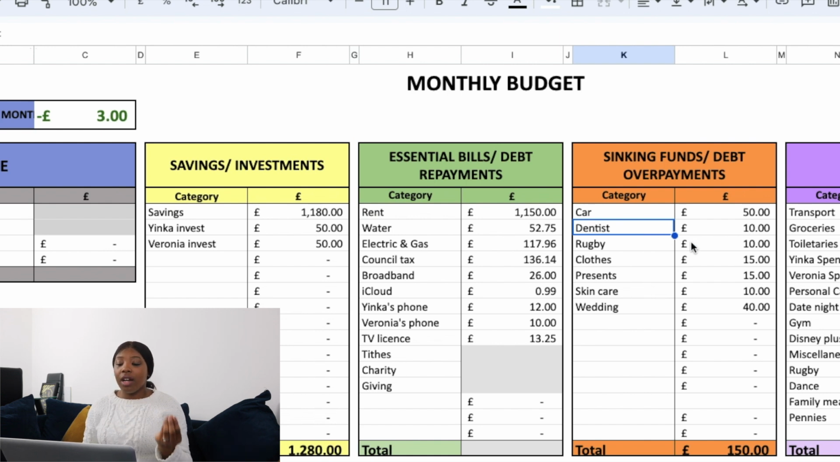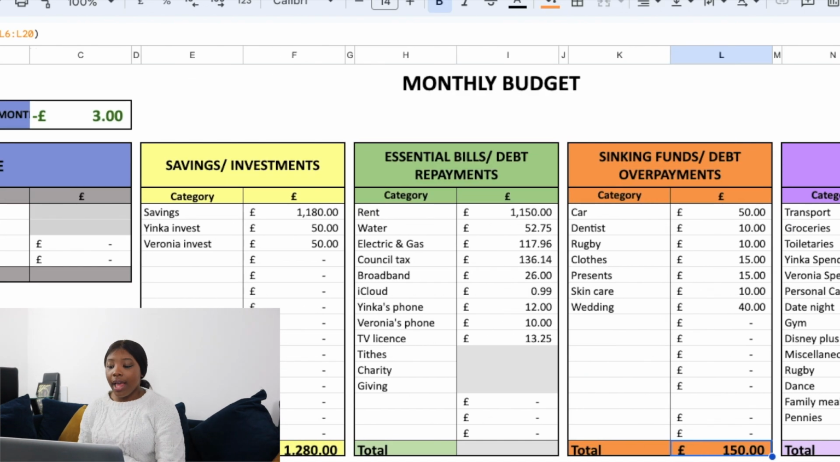We've got my husband's rugby registration. So that's something that we also put money for, and that's 10. We've got 15 going towards a clothes fund. We've got another 15 going towards a presents fund, so any presents that we want to buy. We've got another 10 going into a skincare fund, and then we also have another 40 going towards a wedding fund this year because we do have a few weddings. So in terms of our sinking funds, our total comes to about 150 for the month of March.